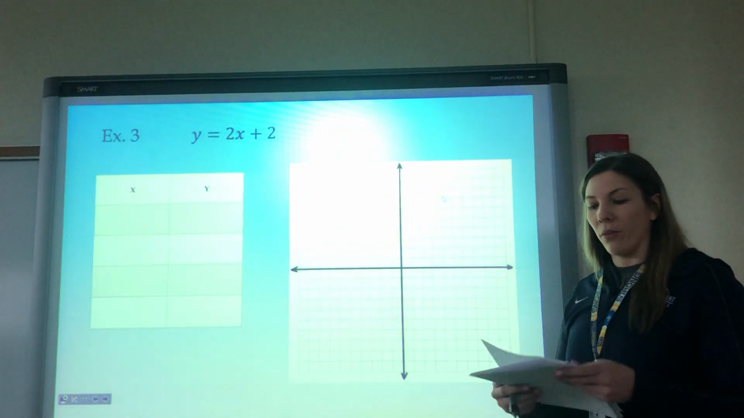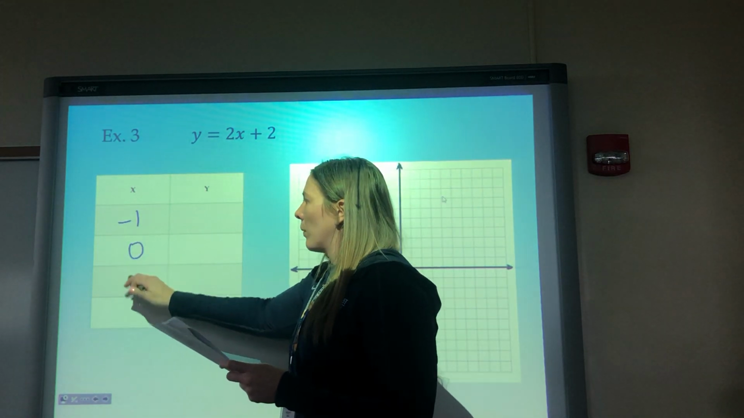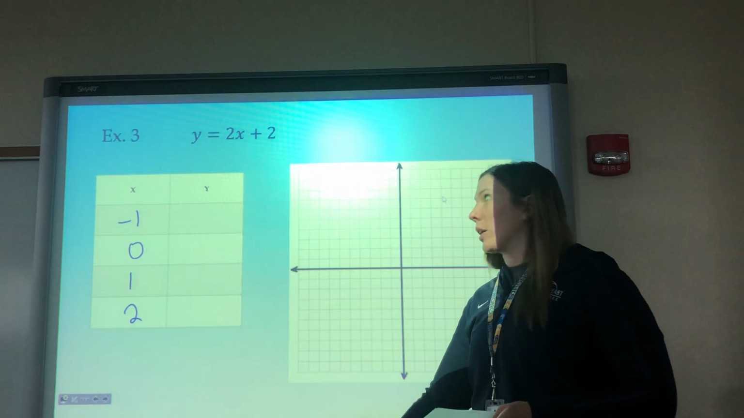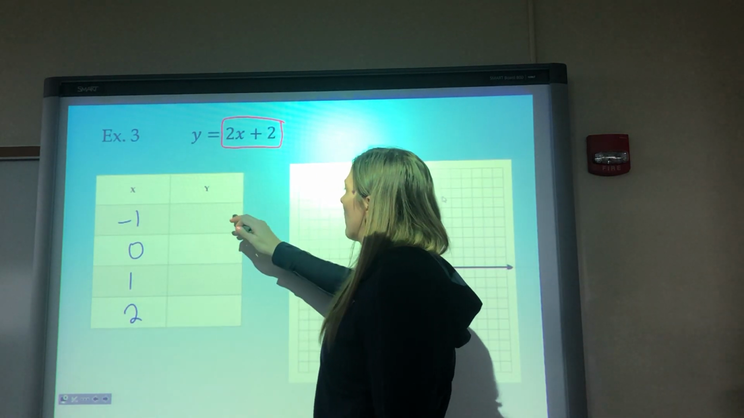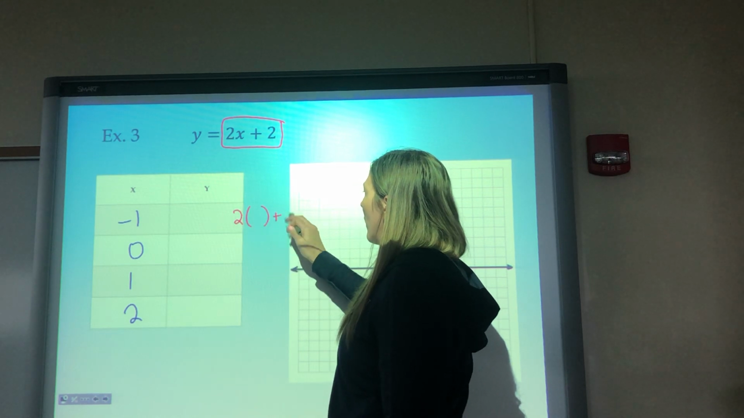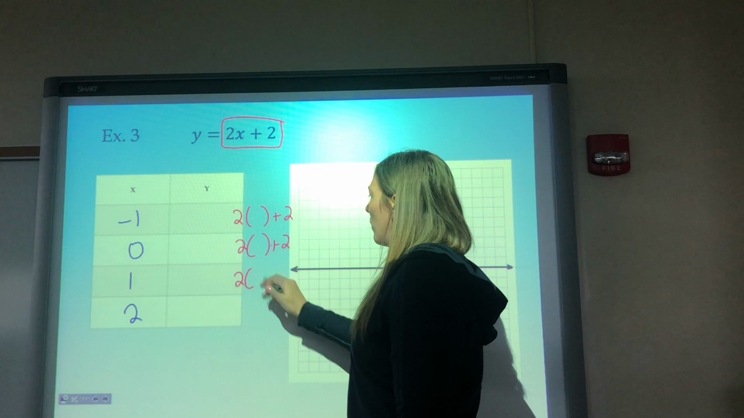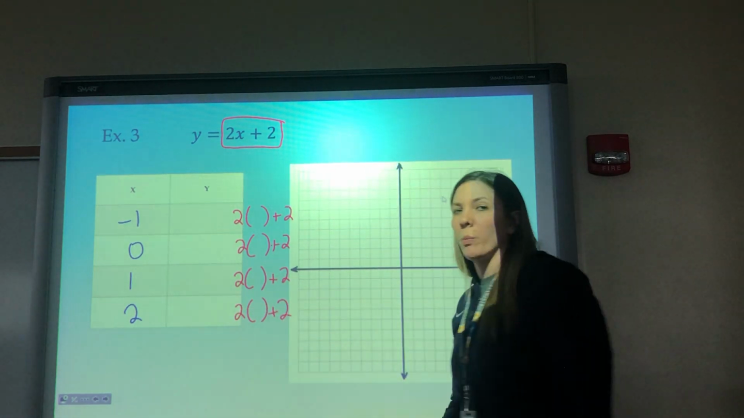All right, so looking at 3 and 4. We've got -1, 0, 1, and 2. If they don't give us our x values, that's what we're going to use. Okay, and then this is what we're going to put off to the side. So 2 times parentheses plus 2, in each of four sets of parentheses.